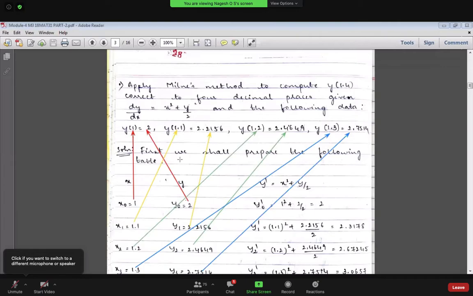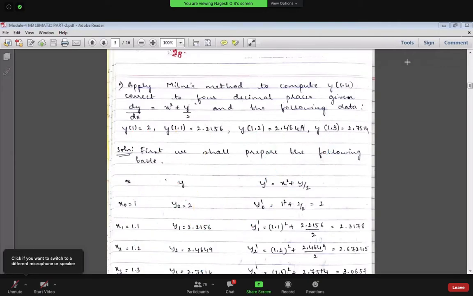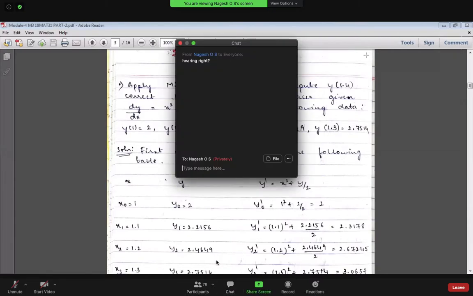After writing this, what we have to do? Okay, what is the doubt? Manik, you raised your hand. What is the doubt?